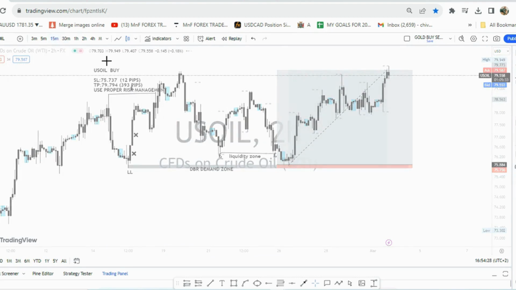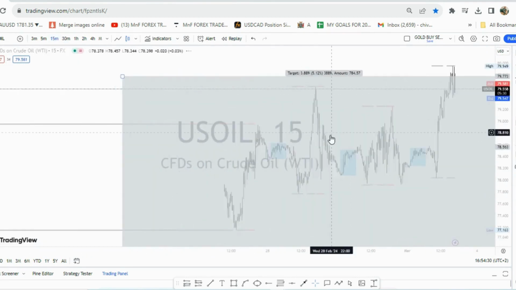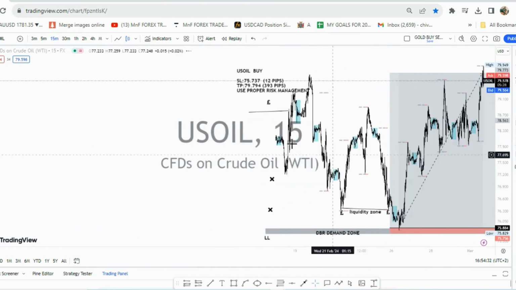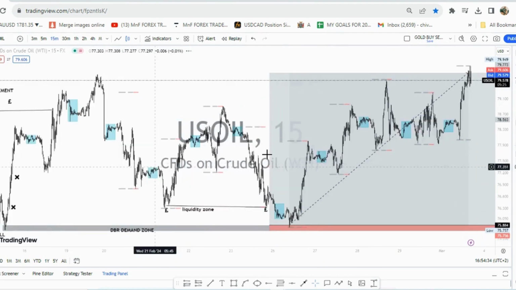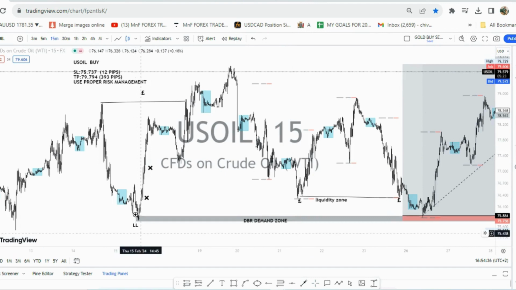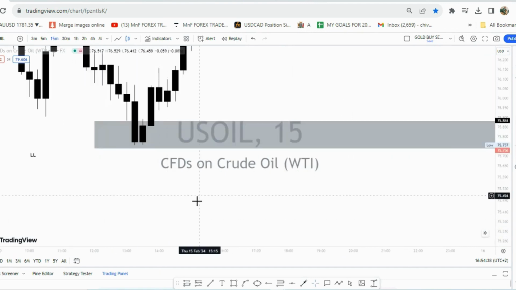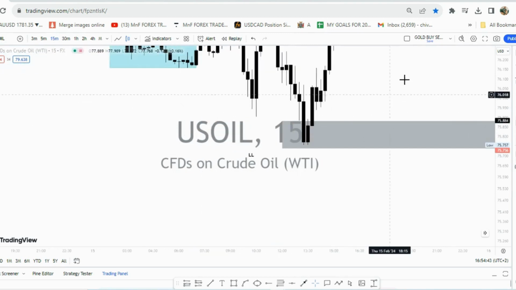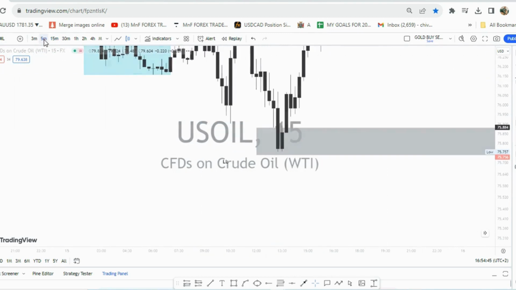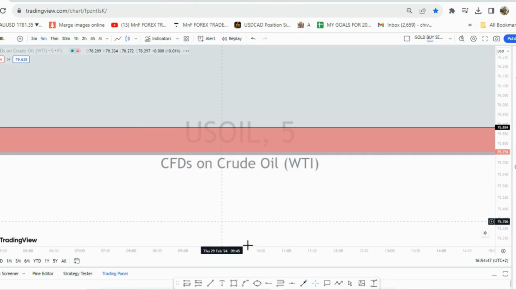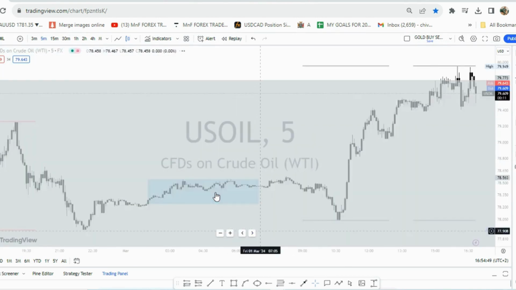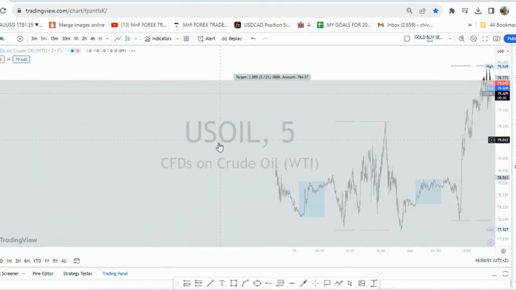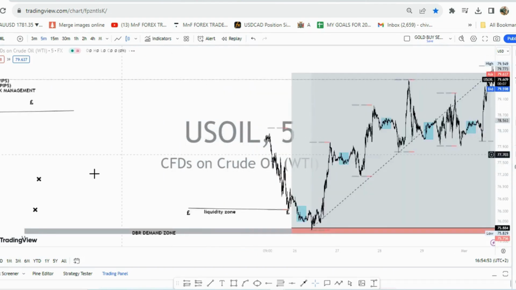I remember I went to the 5-minute time frame to get my order block, and then once that happened, check. If you come here, just do this. You see, we went for this particular candle right here, which is much clearer on the 5-minute time frame. Let me zoom out and show you how this was done.